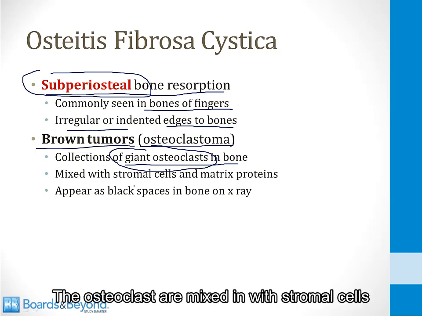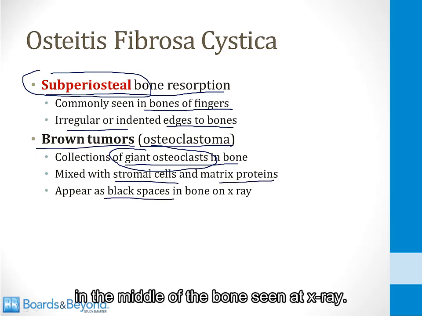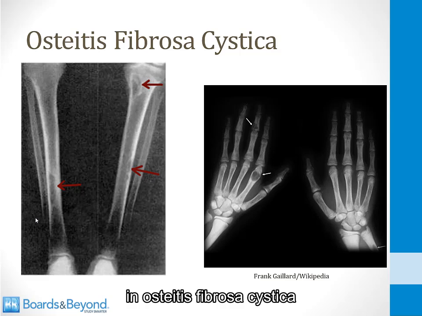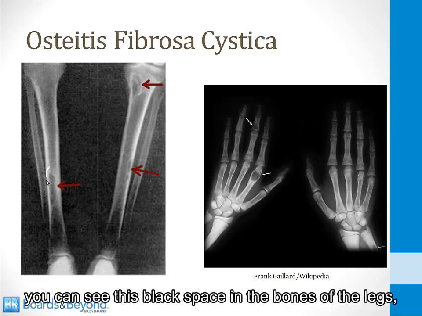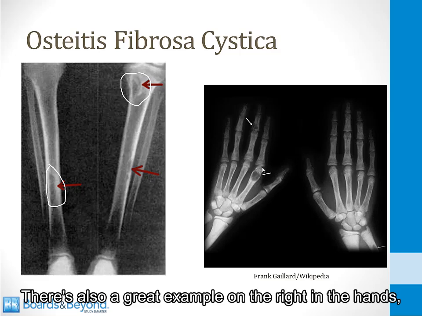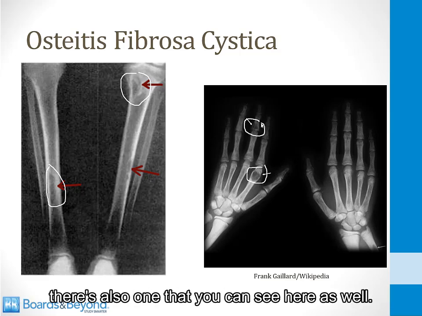The osteoclasts are mixed in with stromal cells and matrix proteins, and you get big black spaces in the middle of the bone seen on x-ray. These are two examples of what you could see on x-ray in osteitis fibrosa cystica. If you look at this picture on the left, you can see this black space in the bones of the legs. There's another one right here. These are those brown tumors. There's also a great example on the right in the hands. This is a brown tumor here. There's also one that you can see here as well.